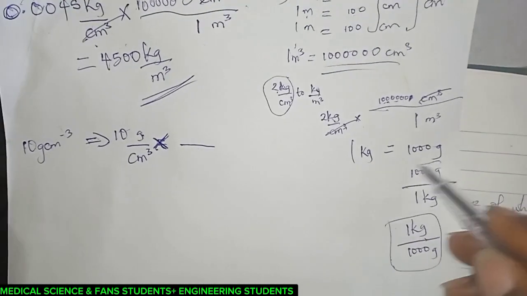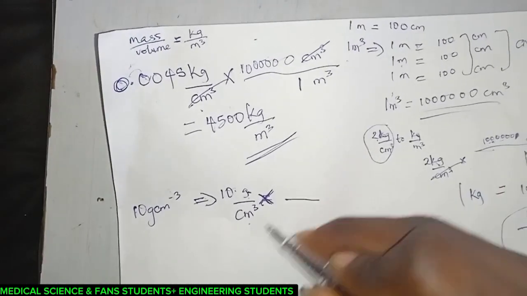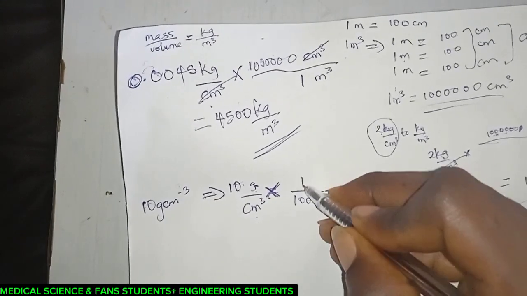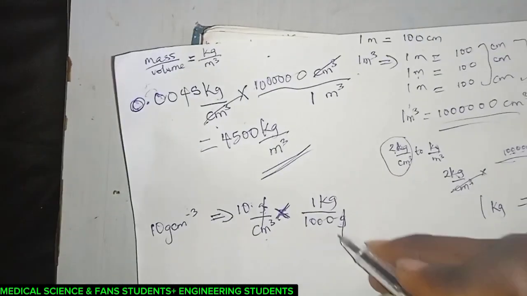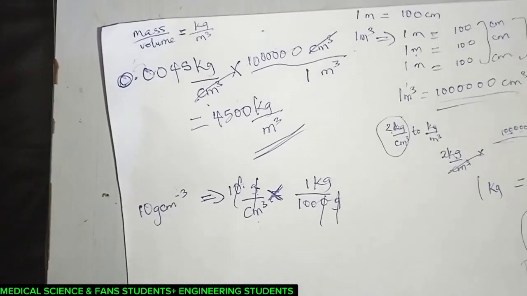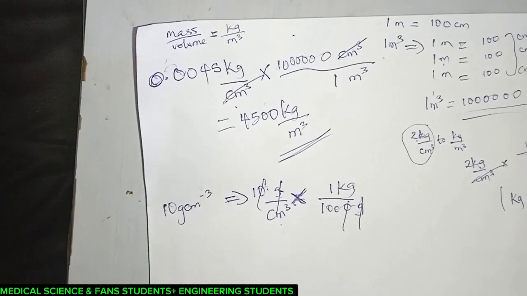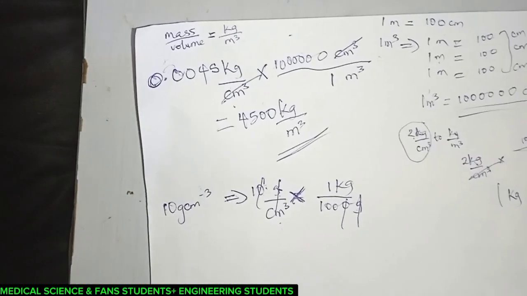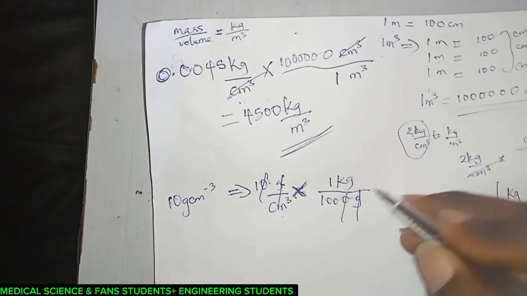So how I'm placing this depends on what I'm given. Notice that this is 10 gram per centimeter cube. Since it's in gram, I'll put gram in a place where gram can cancel gram. I'll remember 1000 gram equals 1 kilogram, so this will cancel this, which means I'm left with 1 divided by 100, around 0.01. Then remember that I have centimeter cube here, so convert it to meter.